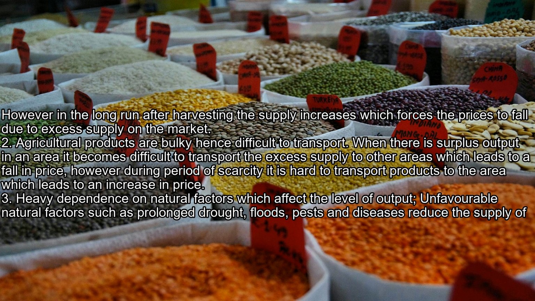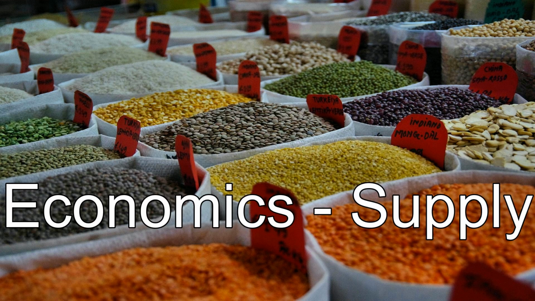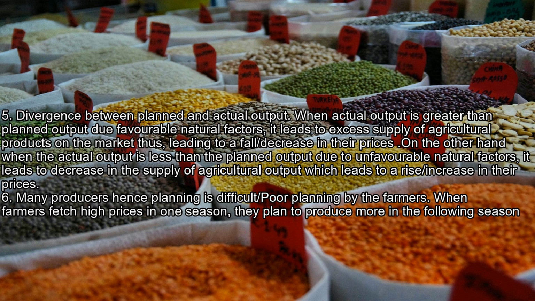Unfavorable natural factors such as prolonged drought, floods, pests and diseases reduce the supply. 5. Divergence between planned and actual output. When actual output is greater than planned output due to favorable natural factors, it leads to excess supply of agricultural products in the market, thus leading to a fall in their prices.